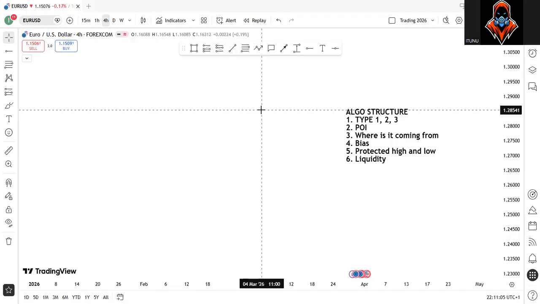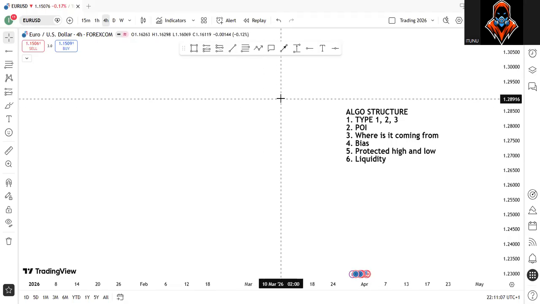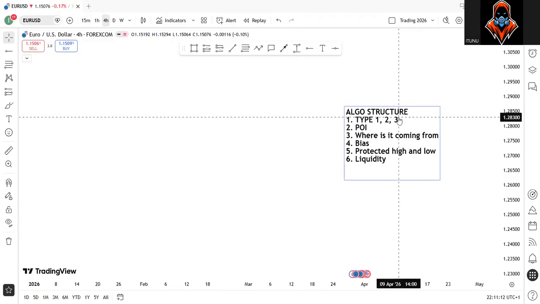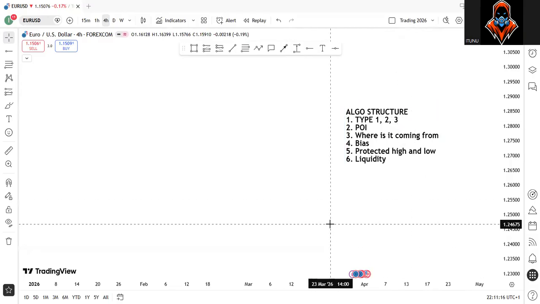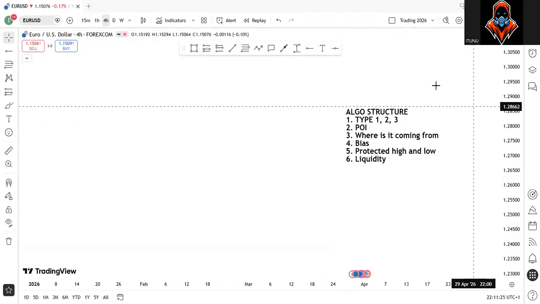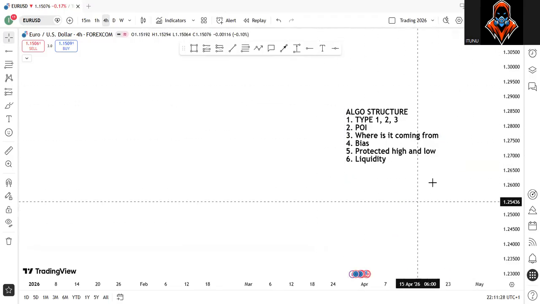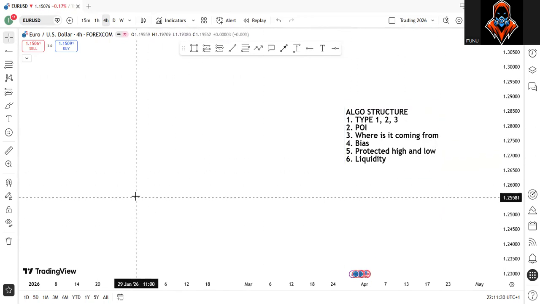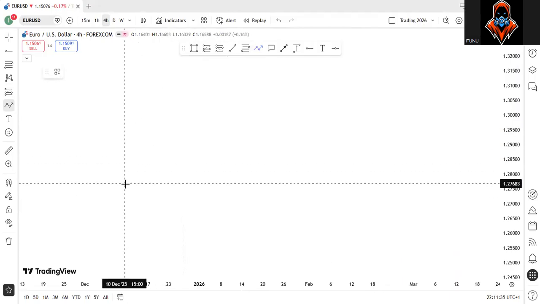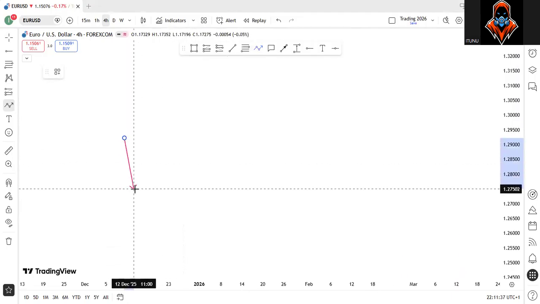In this class, we're going to be talking about algo structure. We're going to be talking about the types of setups: type 1, type 2, type 3, which I'm going to draw out and also show on the chart. PD array, where is it coming from? The bias of the market, whether it's bullish or bearish. Protected high and protected low liquidity. I'm going to break down everything. This is all we're going to talk about inside this class. So let's start from type 1, what it looks like. Type 1 looks like this.